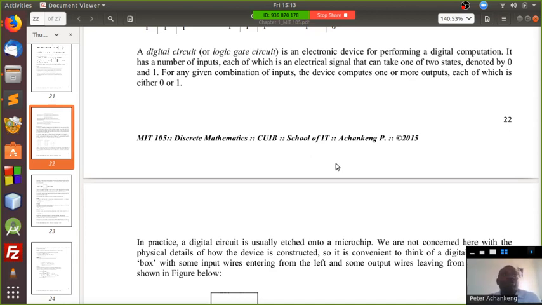Generally a 0 will not be a 0 voltage, it will be a very small voltage, because in every digital circuit some current or voltage must be found in every component. If not, the component is not working. So you might liken maybe 12 volts to a 1 and 0.5 volts to a 0 in the circuit. For any given combination of inputs, the device computes one or more outputs, each of which is either 0 or 1.